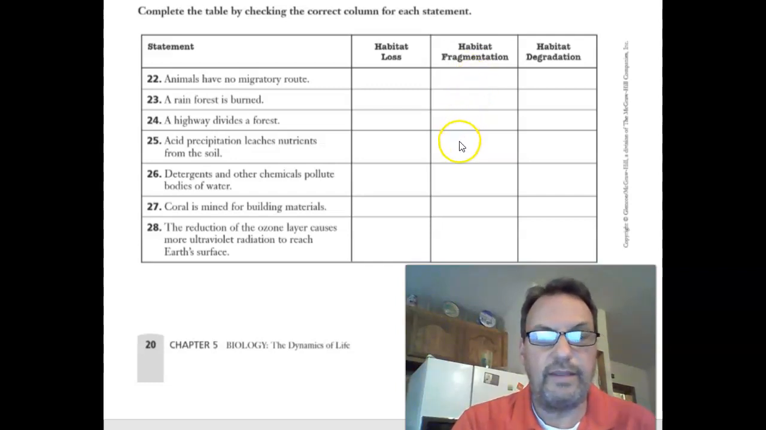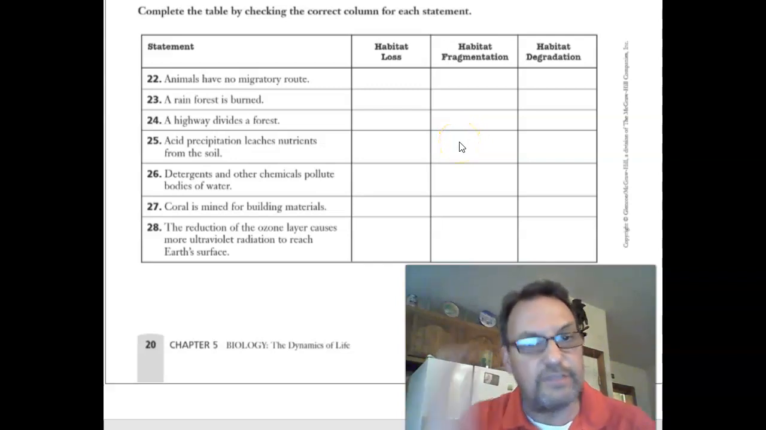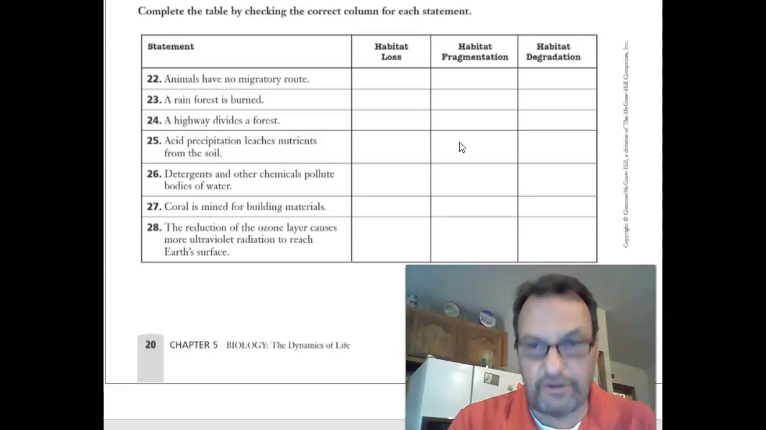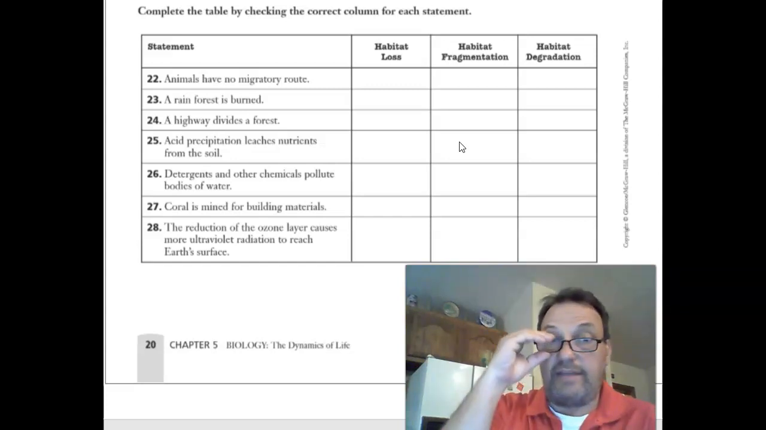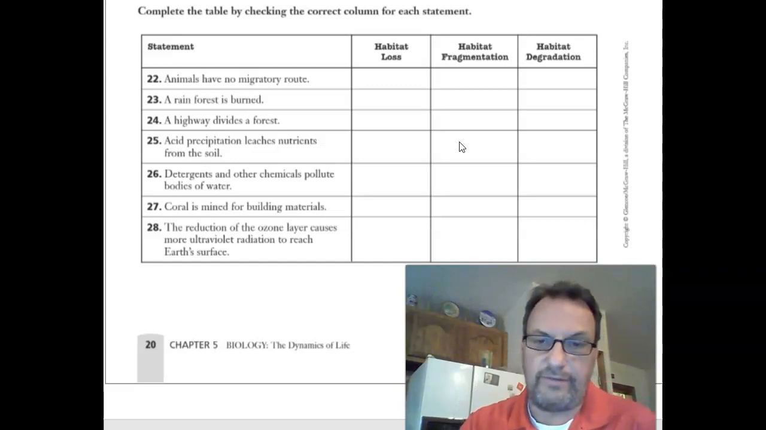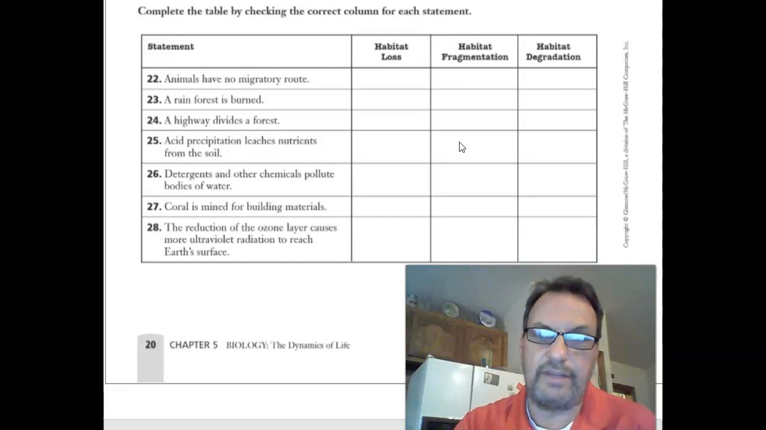Number 4, acid precipitation leaches nutrients from the soil. So we know that the acid precipitation is actually hurting something. So that is going to be degrading it. If you think about that vocabulary word, degrade, that's habitat. We know that's a bad thing. Bad for the habitat. Habitat degradation.